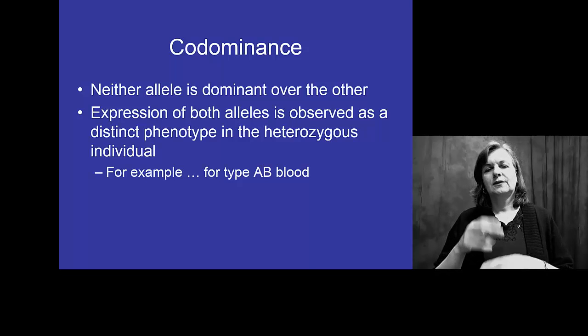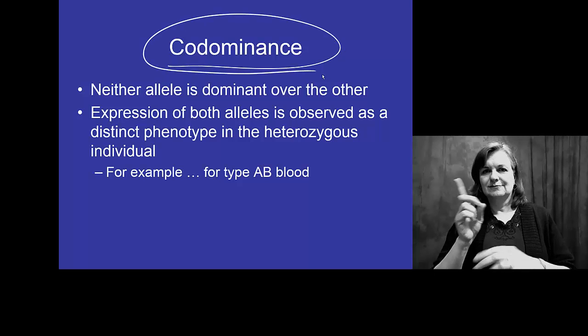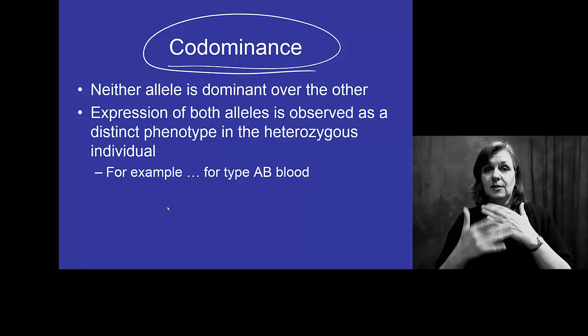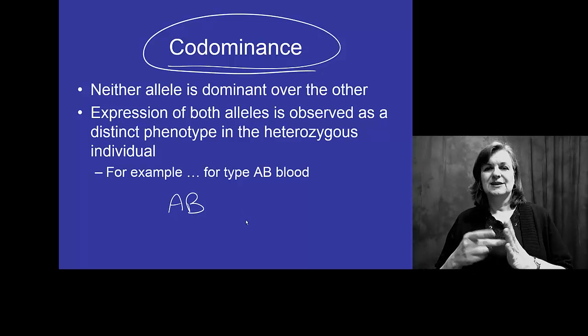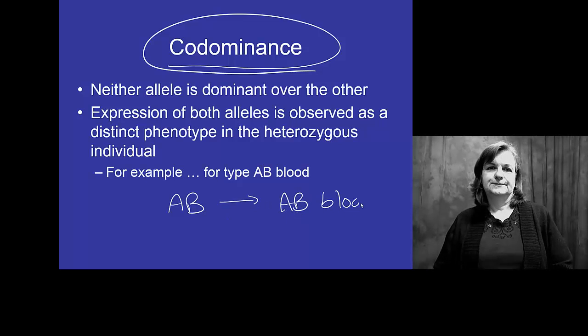So what we see with this is actually something known as codominance. Neither allele is dominant over the other one. So we actually can get, if you are AB genotype, you actually express AB blood.